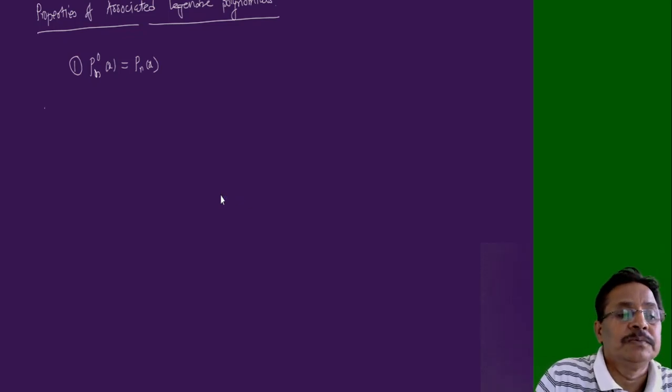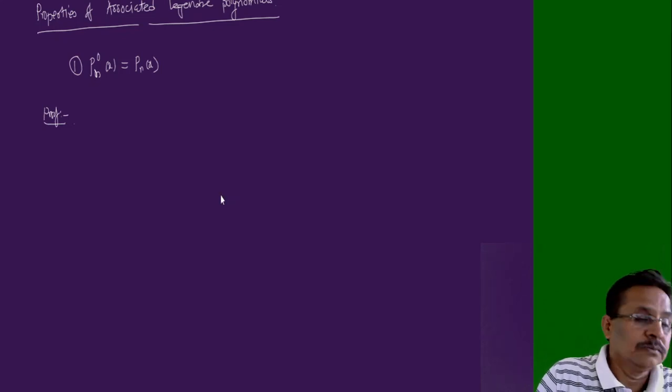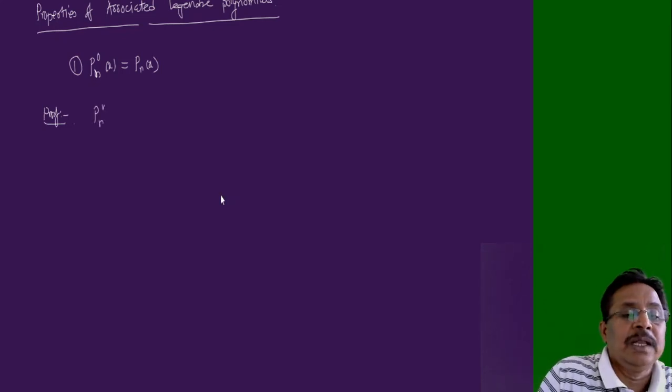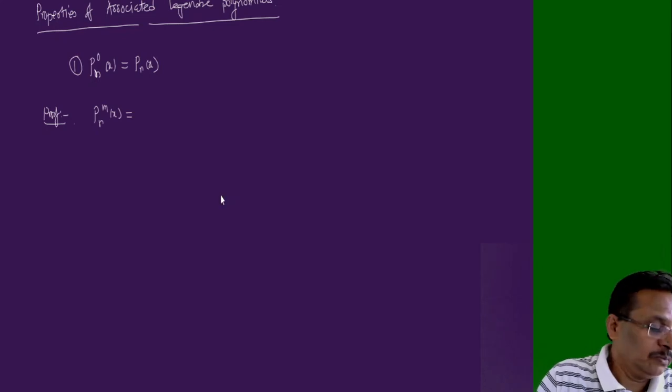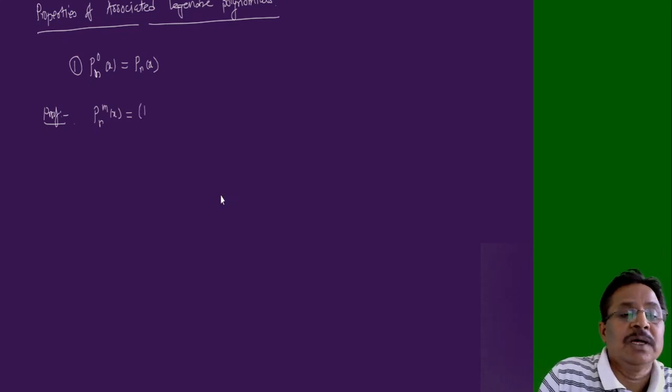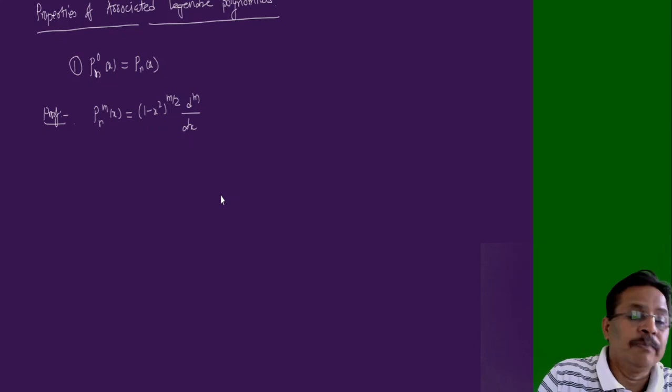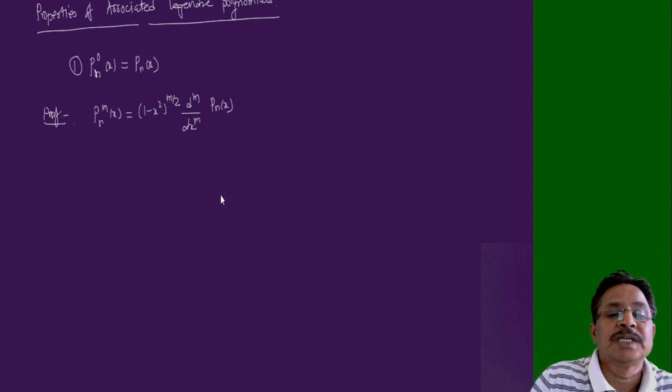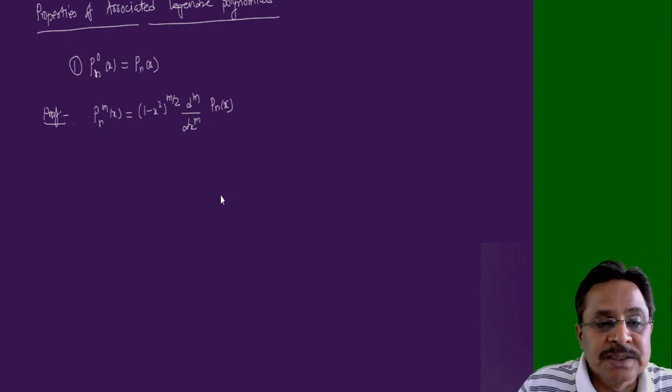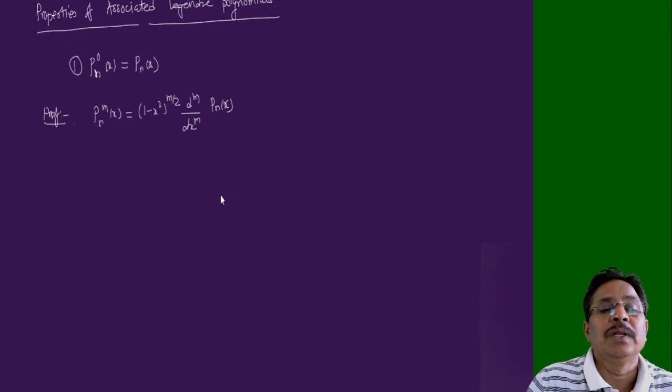Okay, proof. Now see this formula, Pnm of x is equal to, we have just now written this formula, 1 minus x square raised to m upon 2, into d raised to m upon dx raised to m of Pn of x. This is the expression. To get the associated Legendre polynomial from the normal or ordinary Legendre polynomial, we have to apply this particular expression.